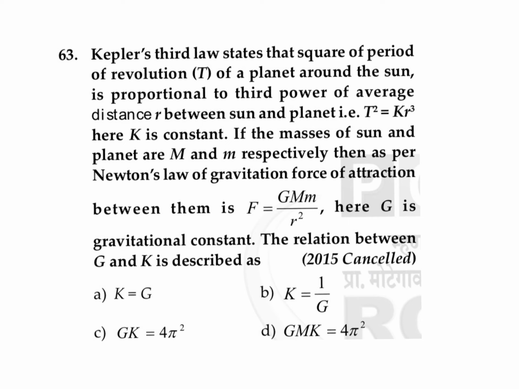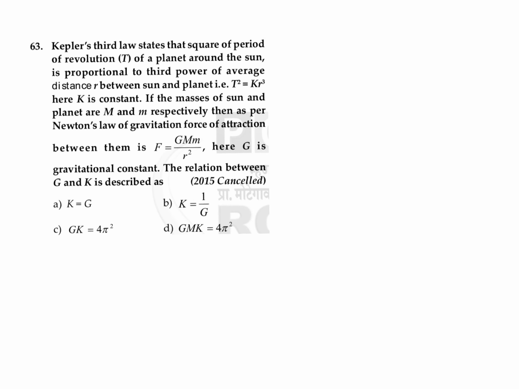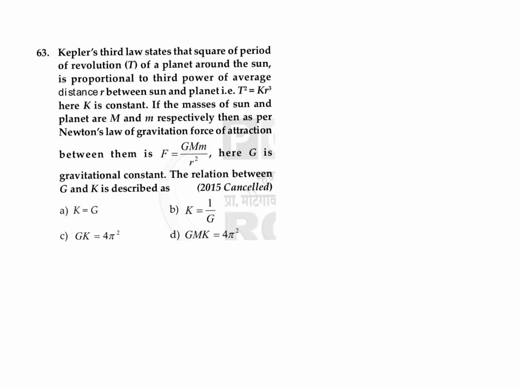If the masses of the sun and the planet are M and m respectively, then as per Newton's law of gravitation, the force of attraction between them is GMm by r square. Here G is the universal gravitational constant. Our aim is to write the relation between this G and k.